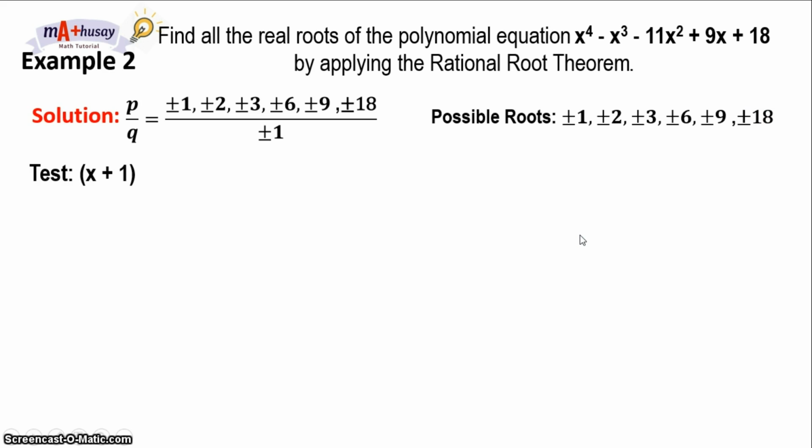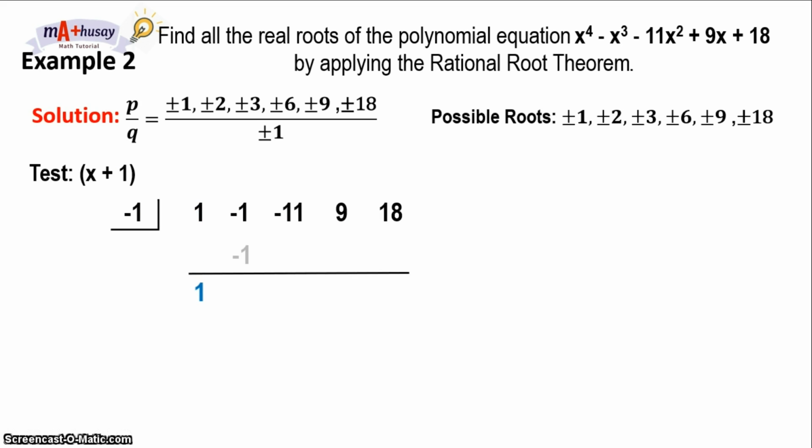Now, we will have the synthetic division. So, we have the numerical coefficients of the p of x. We have 1, negative 1, negative 11, 9, and 18. Now, the number that should be written here is negative 1. So, we will try if negative 1 is one of the roots of p of x. So by synthetic division, we bring down 1.